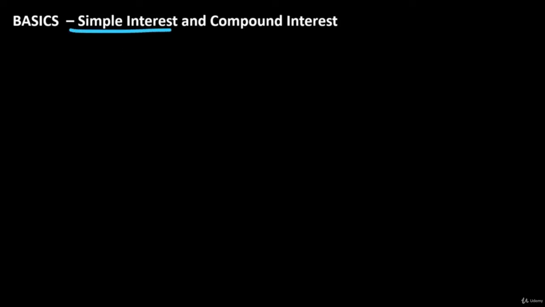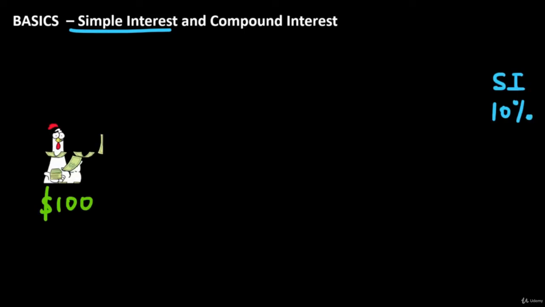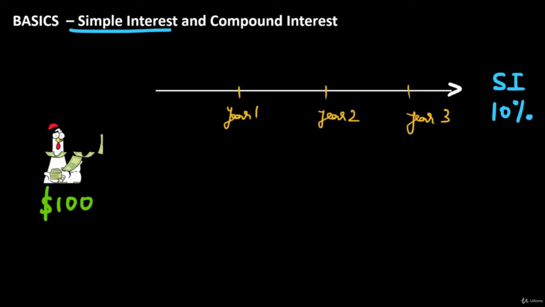All right, so let's look at the same scenario. We have Mr. Hen who lent some money to Mr. Panda. Let's say it's $100, and let's say that they have agreed for simple interest of 10% per annum. Now let's try to understand what will happen after year 1, year 2 and year 3. All right. Now after year 1, Mr. Hen is eligible for a certain amount of interest. How much would that be?